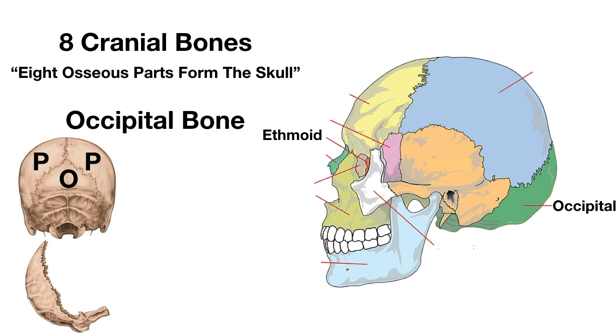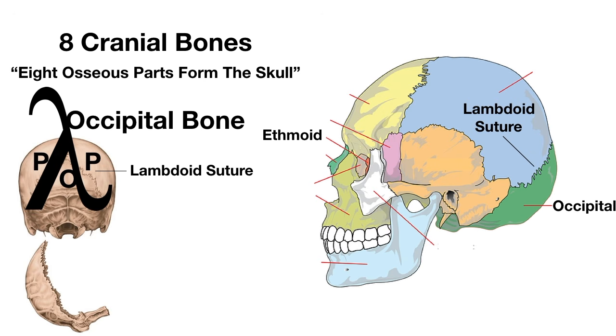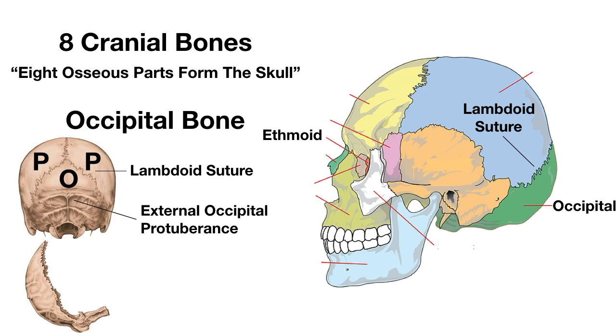So the main suture line of the occipital bone is called the lambdoid suture, and this primarily connects the occipital bone with the 2 parietal bones, as you can see on both the image on the left as well as the right. The lambdoid suture is easy to remember because it's shaped like the symbol lambda. The next main feature to know about the occipital bone is the external occipital protuberance. This is the bump that you can feel in the back of your skull, and it's the location where neck muscles attach to.